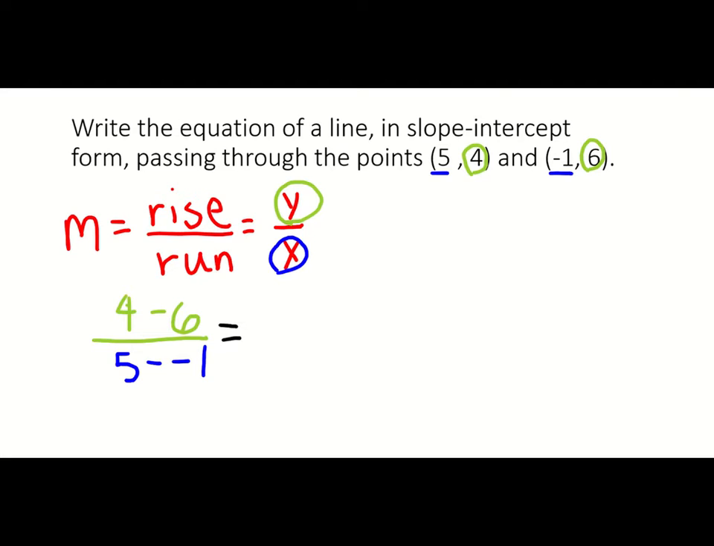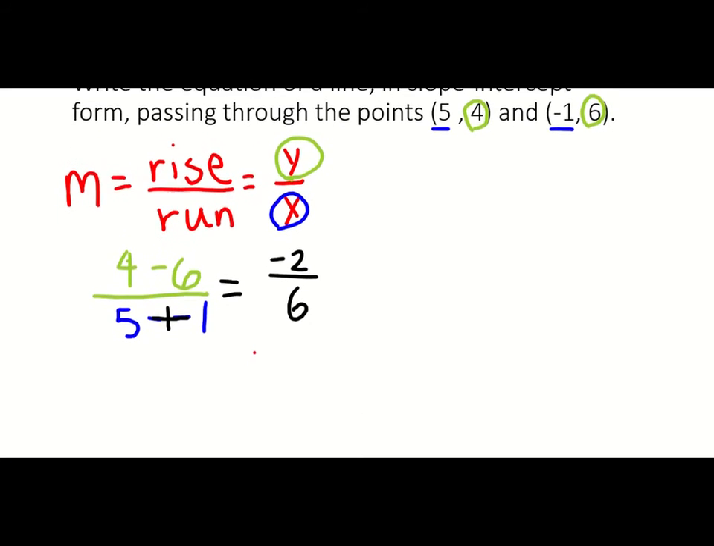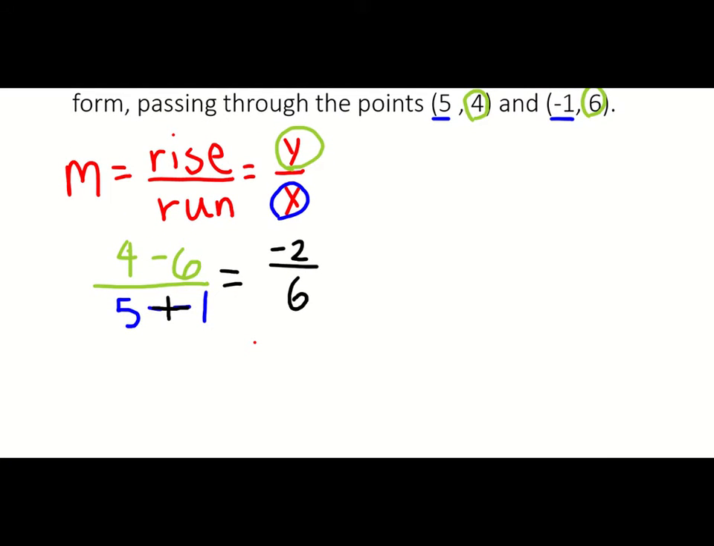4 minus 6 is negative 2. And 5 minus a negative becomes positive 1. 5 plus 1 is 6. And then, of course, simplify your fraction if it can simplify. Well, in this case, 2 goes into both numbers. So the slope of this line would be negative 1 over 3.